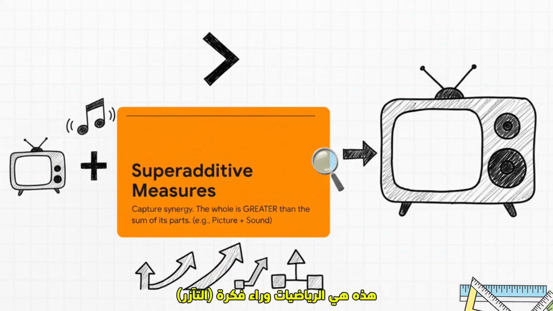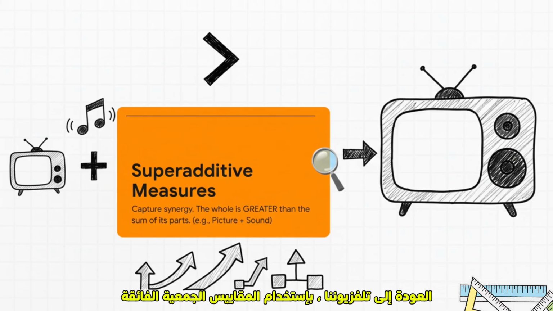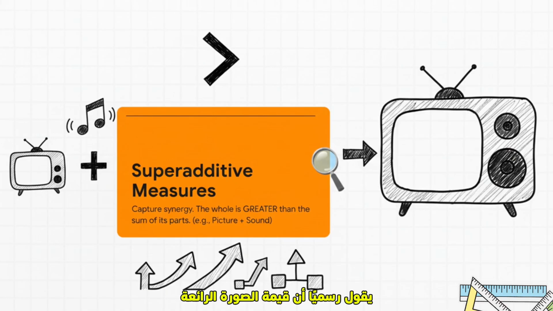First up, we have super additive measures. This is the math behind that idea of synergy. Going back to our TV, with a super additive measure, we can finally, formally say that the value of a great picture and great sound is greater than just adding their individual scores together.